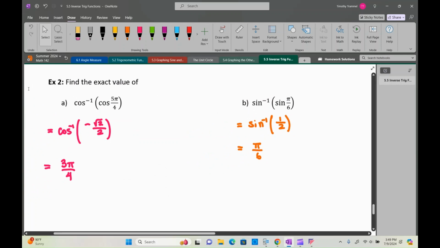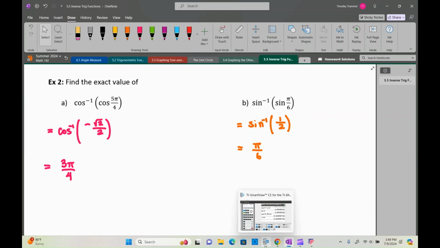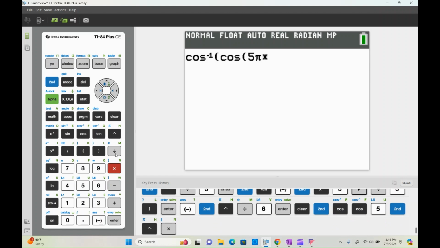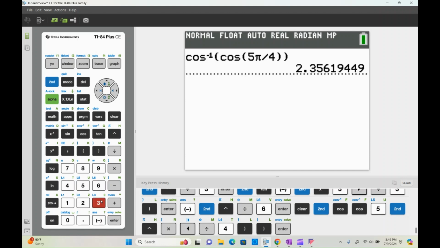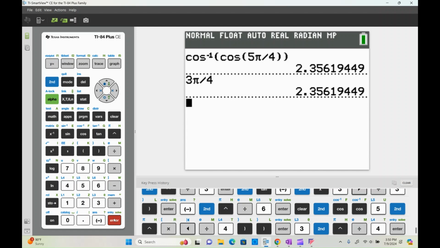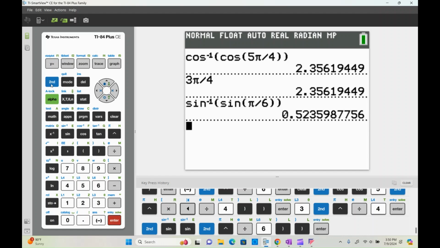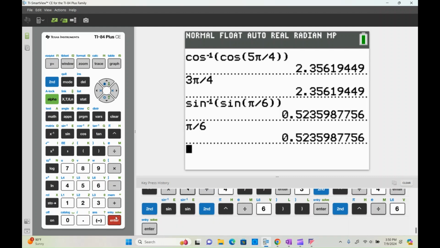Okay. And let's just verify that these two worked out properly. So what we said, or at least one of them, cosine inverse of cosine of 5 pi over 4, we said that that should be equal to 3 pi over 4. And again, you can see that those are equivalent. Okay. And what was our other one? It was sine inverse of sine of pi over 6, which we said would be pi over 6. And you can see now that that is the case. So everything looks good.